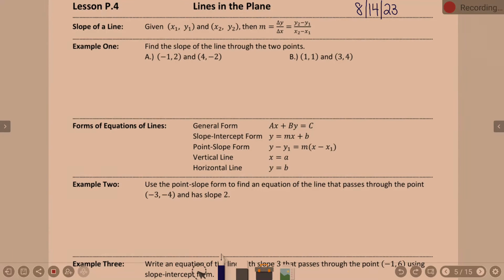4 is lines in the plane. This is where we review a lot of the Algebra 1 concepts: slope, slope-intercept, point slope, all this stuff, okay? Parallel, perpendicular, we'll talk about that. So, slope. What do you guys remember about slope?